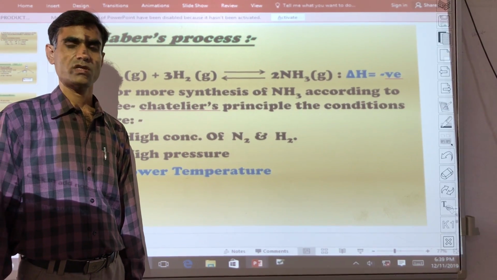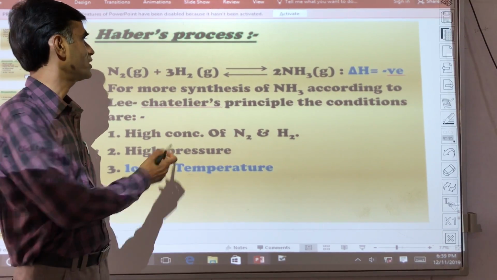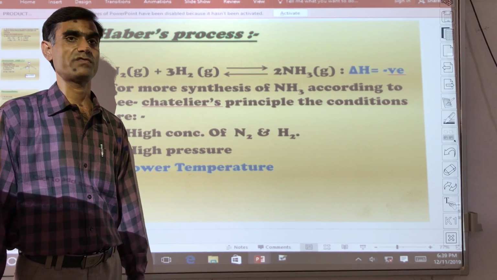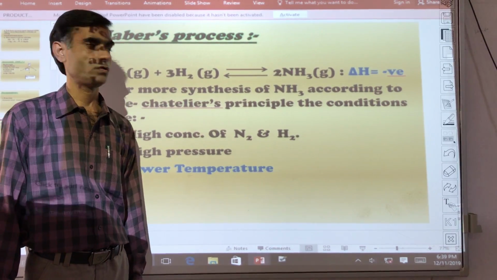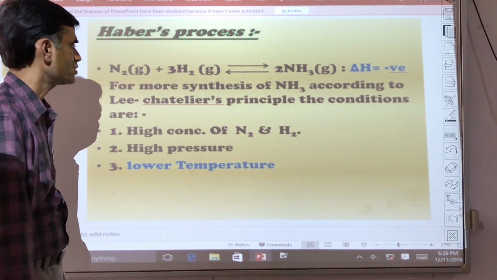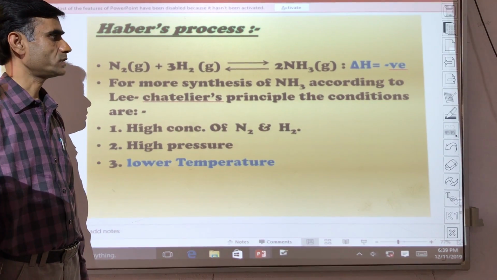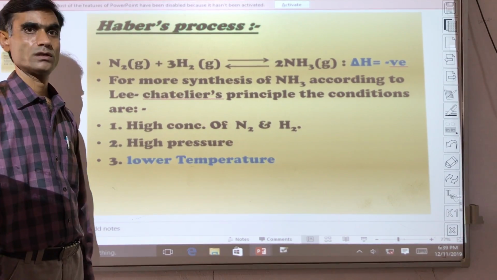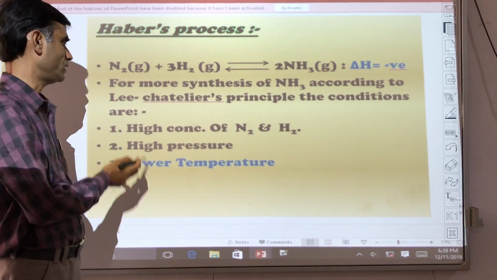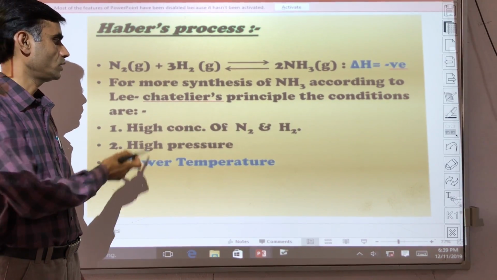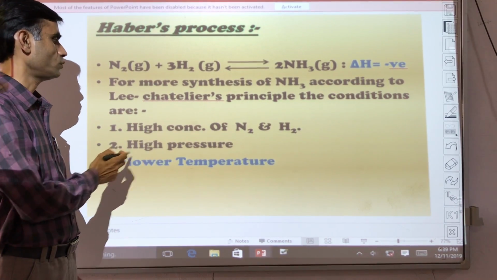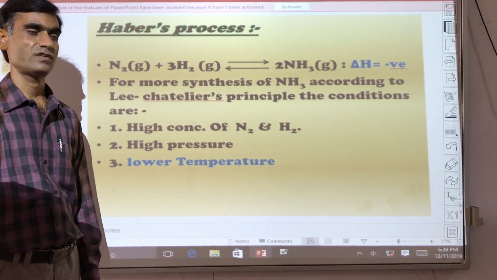Children, last time we had studied about the Haber's process. We were discussing the 15th group element, P block. Up to Haber's process we have discussed how to prepare ammonia, and how to maximize the formation of ammonia by Le Chatelier's principle. Of course we need higher concentration of N2 and H2, higher pressure and lower temperature. That much we have discussed.